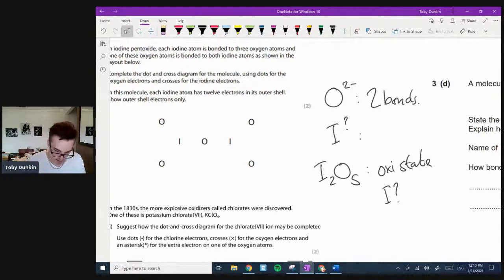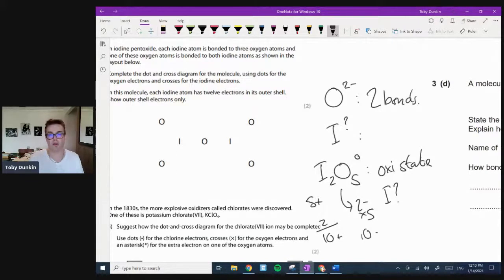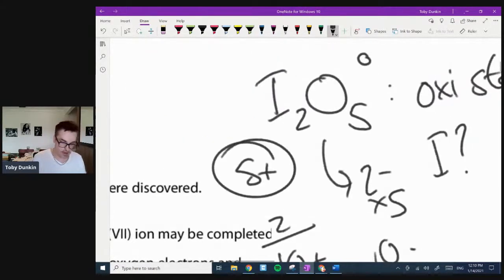Louis says +5. So we've got -2 times 5, which is -10. Therefore, it must be 10 plus because there's no overall charge. Divided by 2 gives me 5 plus. Well done, Louis. Oh, Harry. Remember, you can't get above +7. It's a rule in chemistry. If you write down +10, you know you're wrong. Right, so that's telling me that iodine is making 5 bonds.